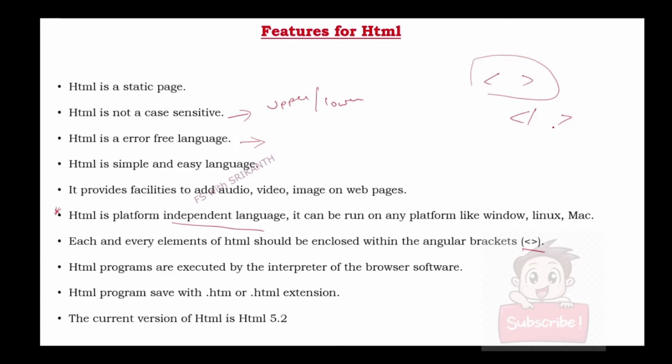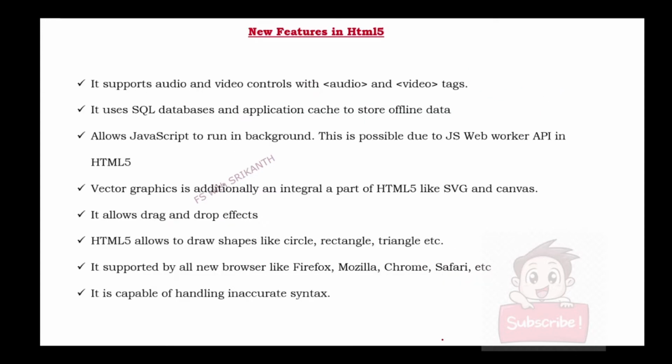We save an HTML program with the .html extension. With the help of .html, we can design our web page. When we create a file with a .html extension, it automatically opens on the browser. The current version of HTML is 5.2. In HTML5, a lot of tags and attributes are removed from HTML. Which tags and attributes are deprecated, we will learn in further classes, right?